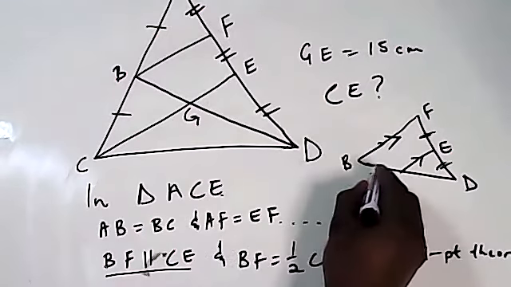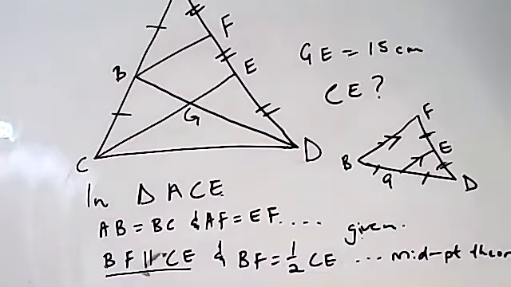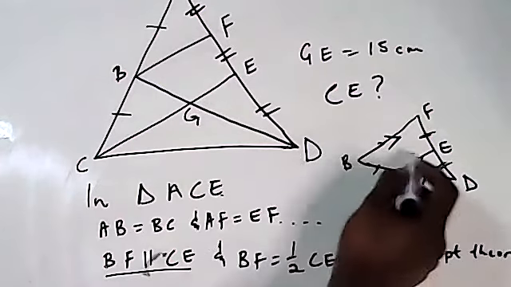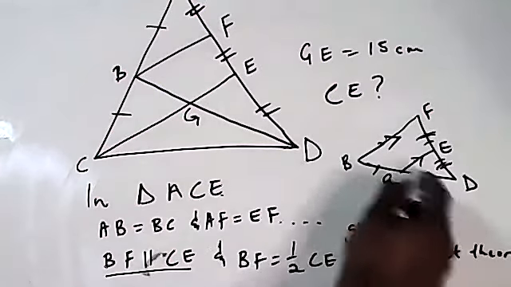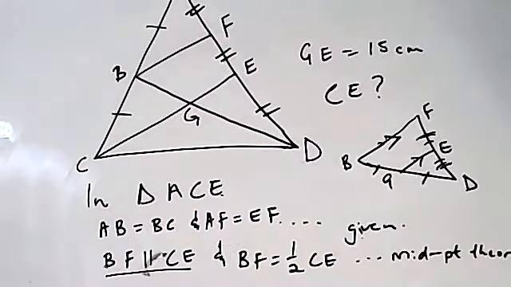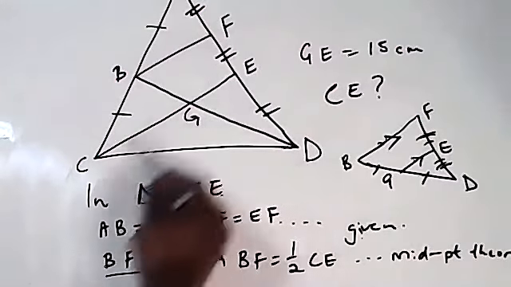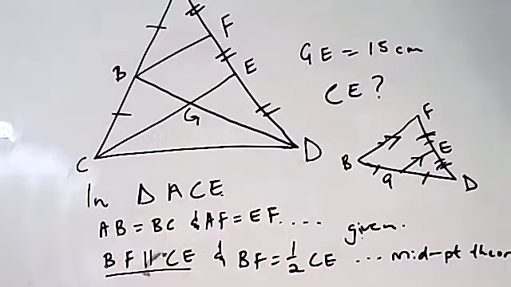Because this has to be equal to that. It's not yet proven, but we can see it's going there because already we have the midpoint theorem. If this is parallel to this and that is equal to that, definitely this has to be equal to that. So we can't say this is the midpoint of this because we don't know the length of this one. But we were told that the length of GE is 15. Does it make sense?